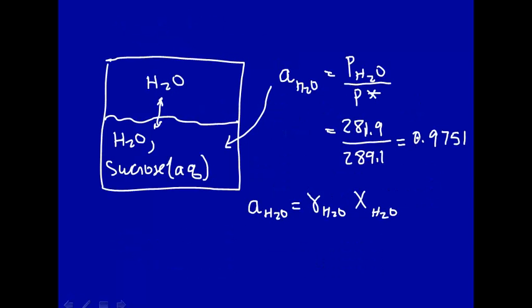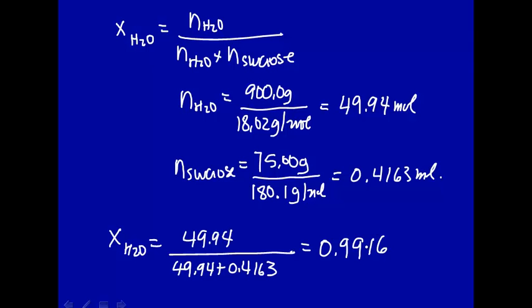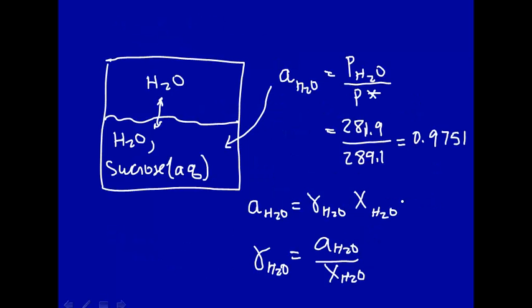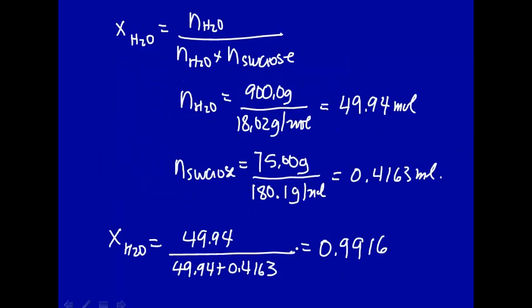The activity here was 0.9751. So the activity coefficient of water is equal to the activity of water divided by the mole fraction of water. We have the activity of water. Here we have the mole fraction. Oh, look, it's different. So if the activity coefficient were 1, the activity of water should be the same as the mole fraction of water. It's not, so therefore the activity coefficient is not equal to 1.